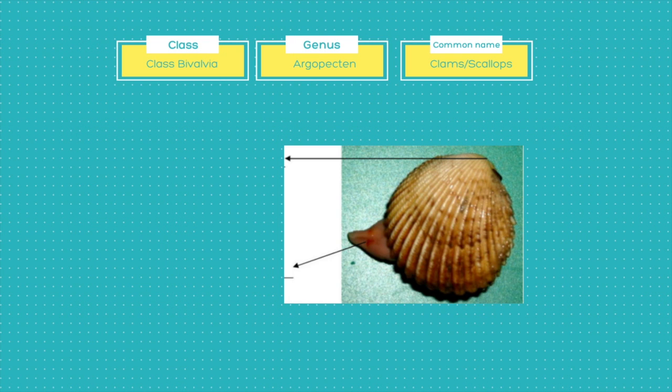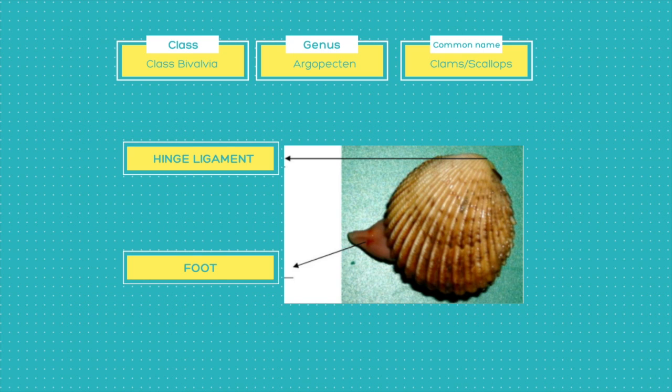Also under class Bivalva, we see the genus Argopecten, also known as the clams or scallops. Near the umbo, in between the two shells, we see the first pointed structure called the hinge ligament. This structure holds the two valves together. Sticking out of the clam's shell is a prominent pink structure which looks like a tongue. This is the second pointed structure called the foot, which helps the clam move around its surroundings.